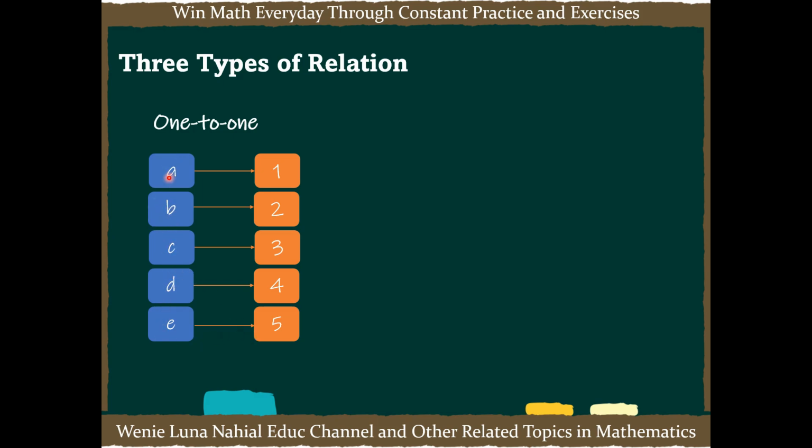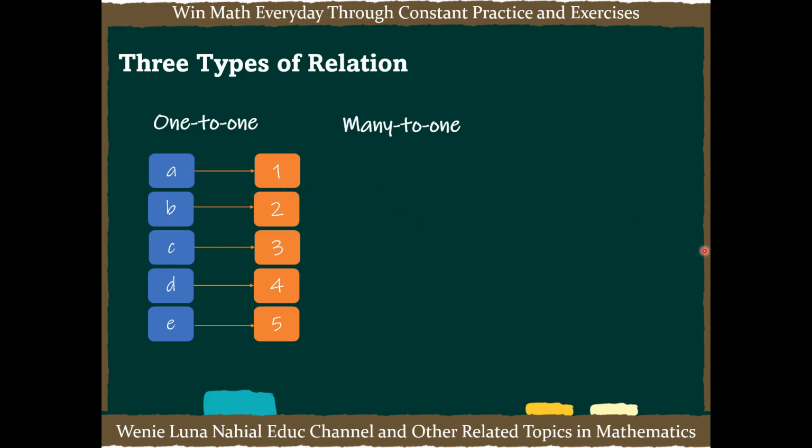Each element here in the first column is matched with a unique element in the second column. So there is what we call ontoness. Every element here is paired with exactly one element on the other side. So this is what we call one-to-one relation.